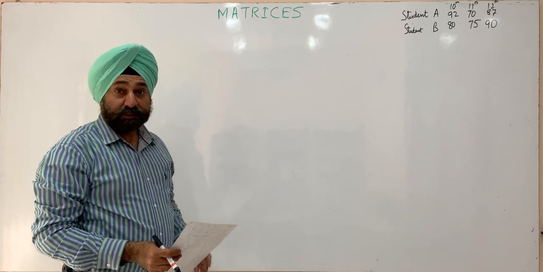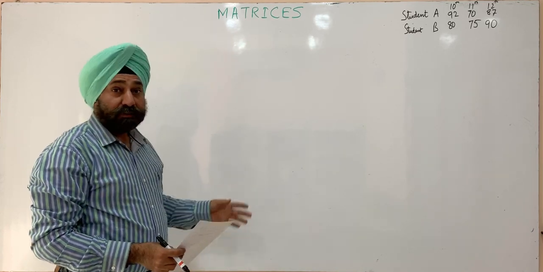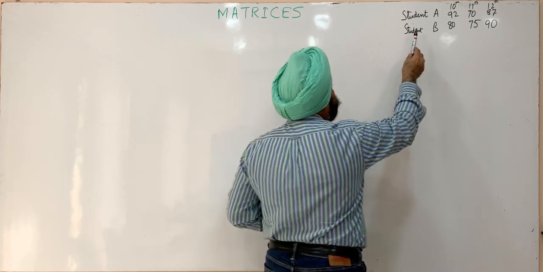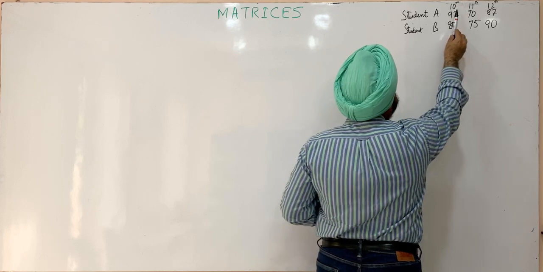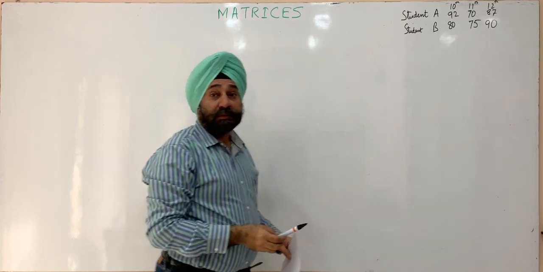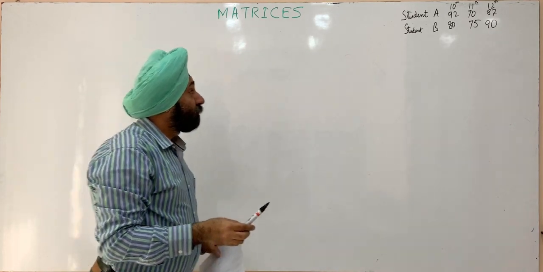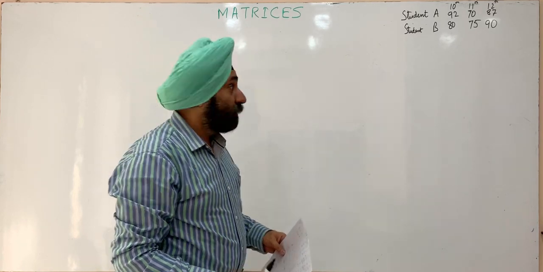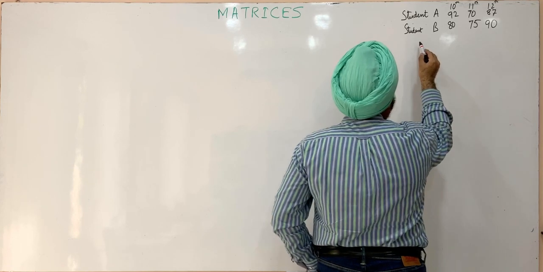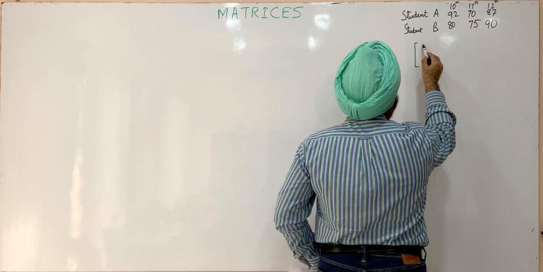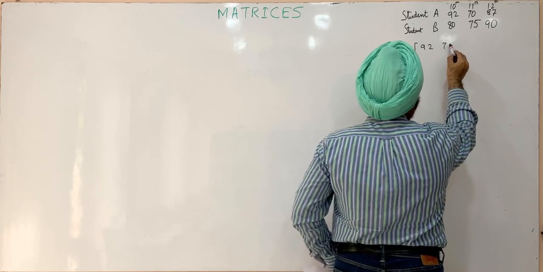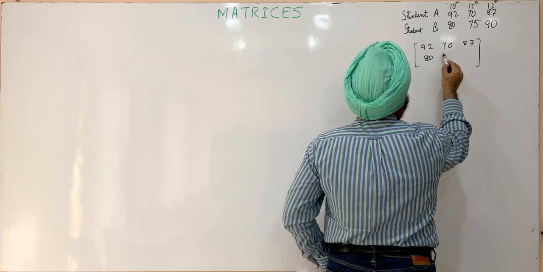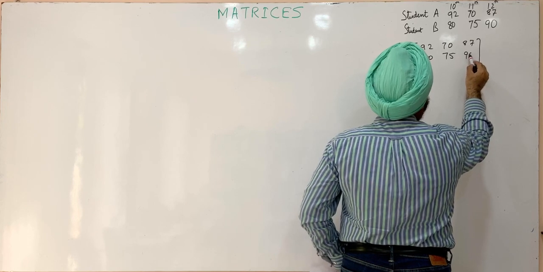We are discussing matrices. Let us understand the meaning of matrix. We have students A and B. These are their marks in class 10, 11 and 12. We can represent this information in the form of a matrix. We can write it like this. This is 92, 70, 87. This is 80, 75. This is 90.